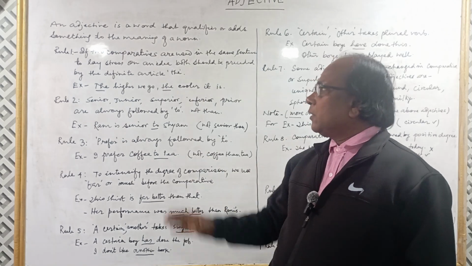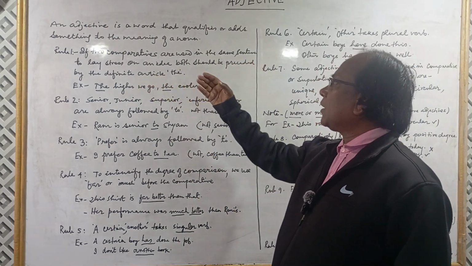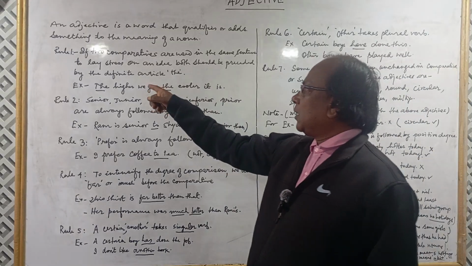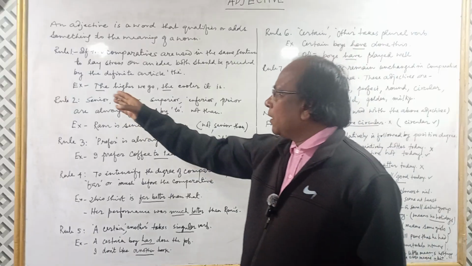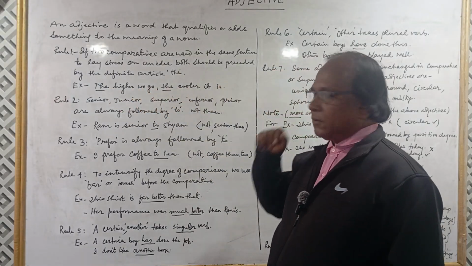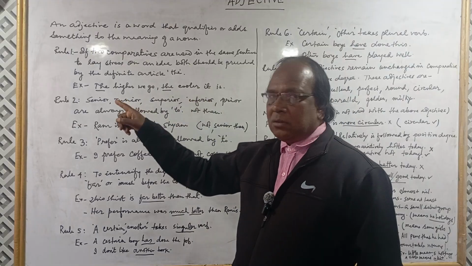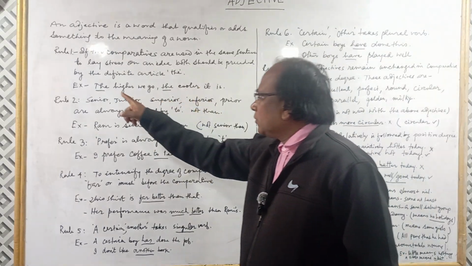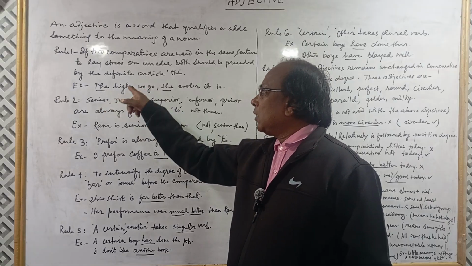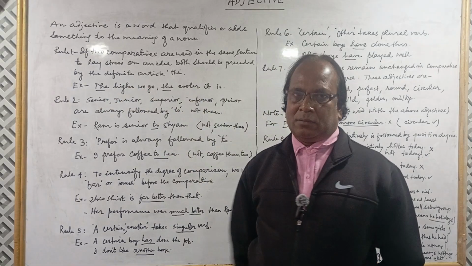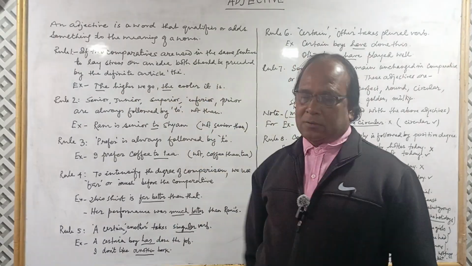So the first rule is, if two comparatives are used in the same sentence to lay stress on an idea, both should be preceded by the definite article the. Let's see the example. The higher we go, the cooler it is. Here, higher is comparative, cooler is comparative. So we must add the before these two comparatives, higher and cooler. So the sentence becomes: the higher we go, the cooler it is.